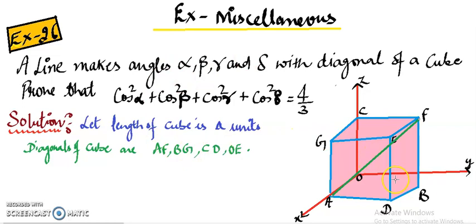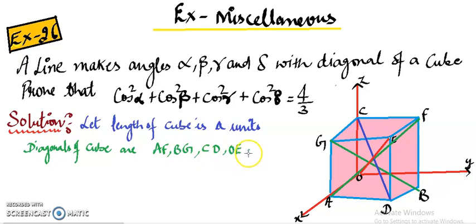Similarly, your next diagonal is BG. See how I have taken the diagonals. Then diagonal CD. Look at the faces, how I am taking the faces of this cube. 3 diagonals are visible, and the 4th diagonal is not visible to me according to this 2-dimensional figure. So your 4th diagonal is OE. You can take one box and check how many diagonals appear inside a cube. So there are 4 diagonals, AF, BG, CD and OE.